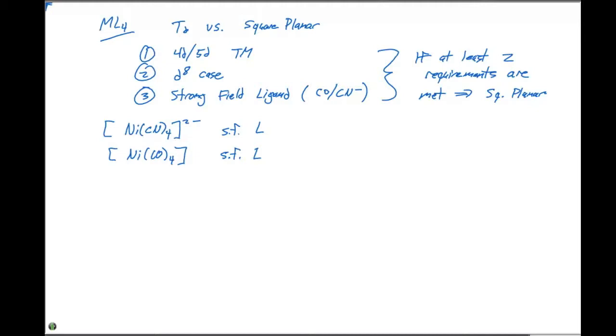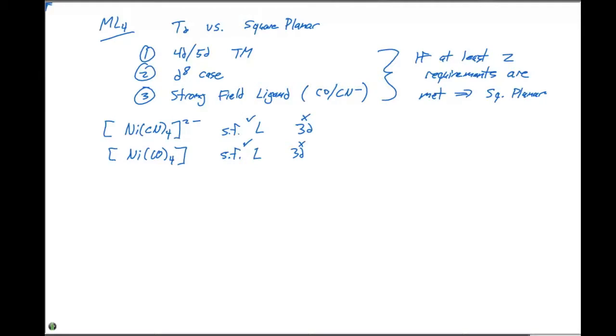Nickel, if you look on the periodic table, is element number 28. So this is a 3d transition metal in each case. So we meet the strong field ligand requirement. We do not meet the 4d, 5d transition metal requirement. The last one is, do we have a d8 case? And for this, we have to look at the electron configuration.